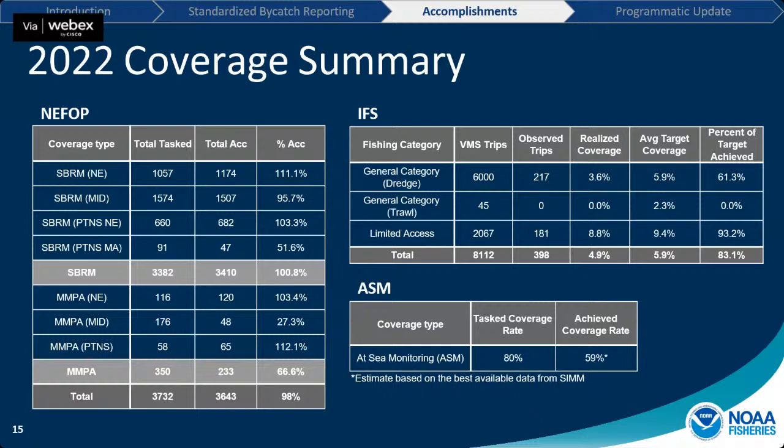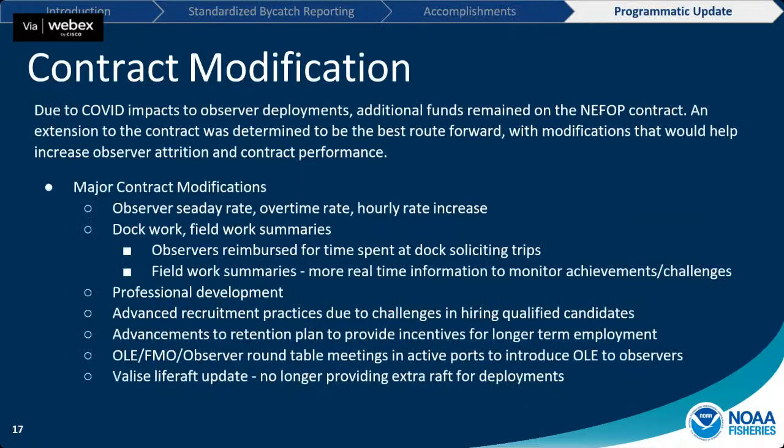Like I said, the groundfish coverage was set at 80%, and we were able to hit 59% coverage, which we considered to be somewhat of a success because we were still coming out of the pandemic and trying to increase our number of trainings and observer cadre in order to hit that fleet at the required coverage level. Next slide, please.